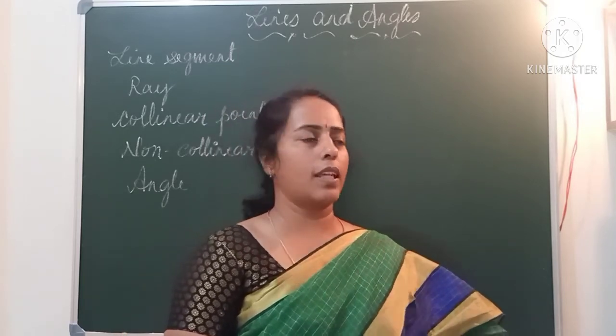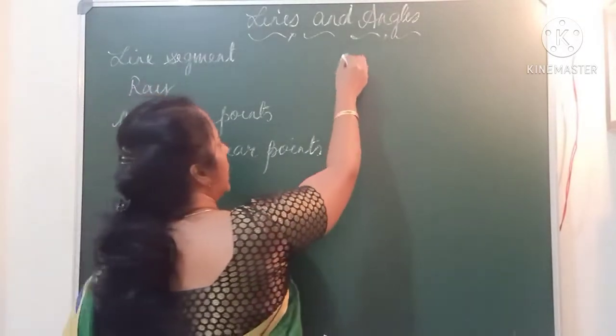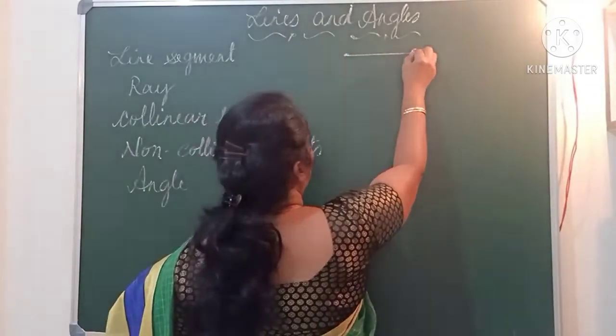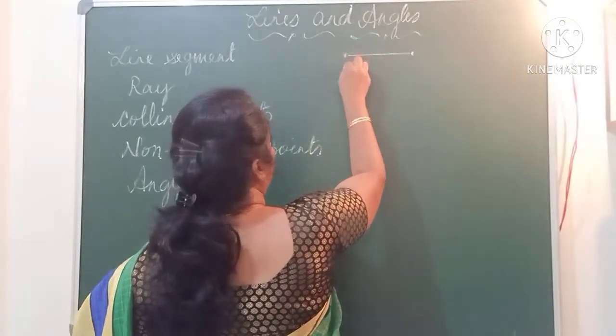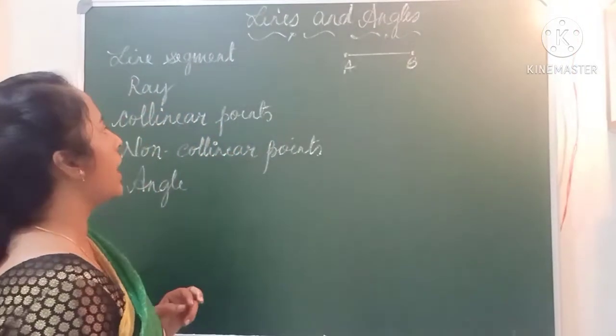So last year you have studied about some definitions and types of angles. Let us recall that. So what do you mean by line segment? It is a part of a line which has two endpoints. So if a line has two endpoints, that is called a line segment.